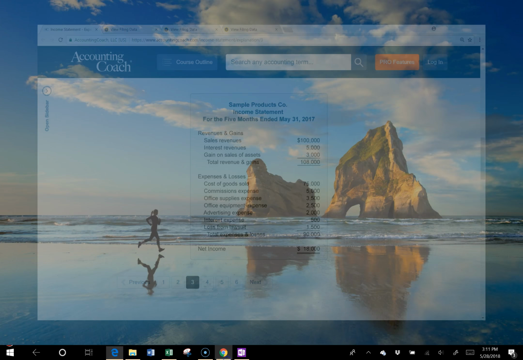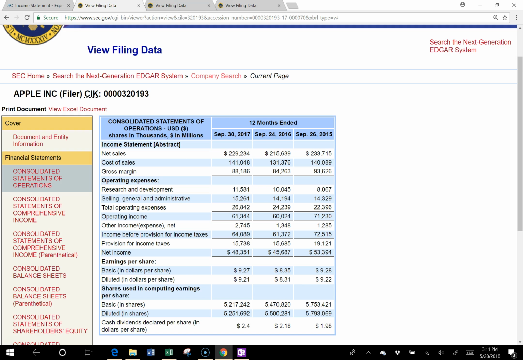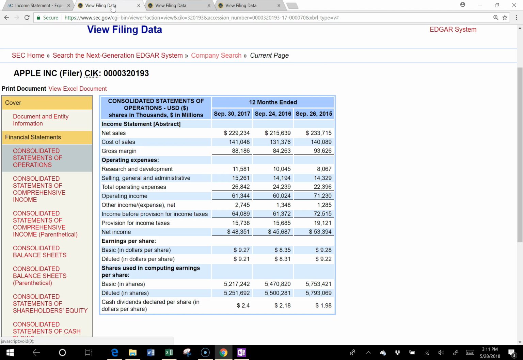Let's look at Apple as an example. Here's Apple's income statement. Again, we have the gross margin, operating income, income before taxes, and finally net income. We can look at Apple's income statement or net income over the past 3 years and see how it decreased between 2015 and 2016 and increased from 2016 to 2017.